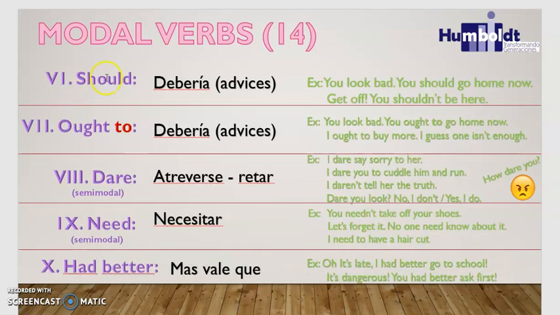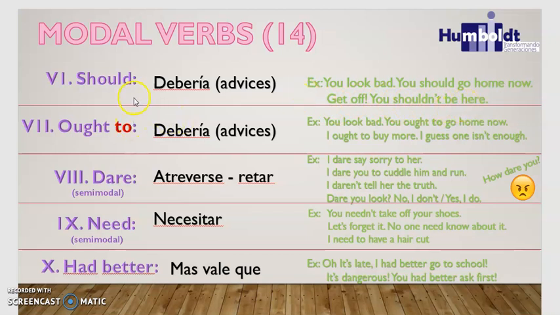Number 6, we have should. Debería for advices, consejos. So an example is, you look bad, you should go home now. Tú luces mal, pareces estar mal, deberías ir a casa ahora. And the other one is get off, you shouldn't be here. Bájate, no deberías estar aquí.